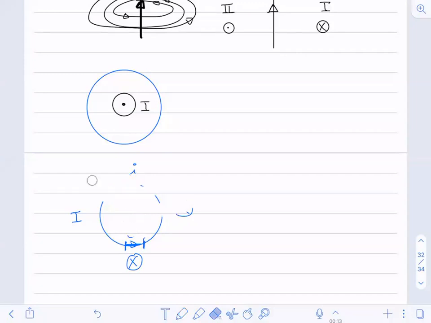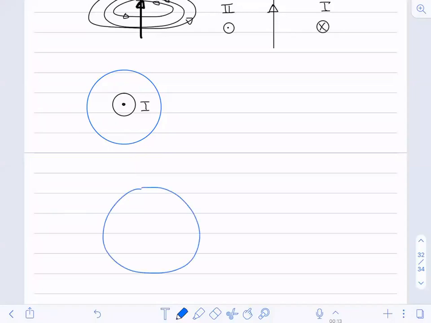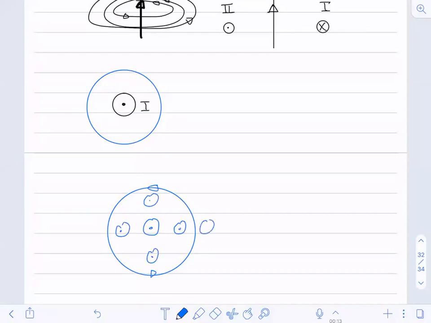So what will you be having now? All the points inside. If you have a current like this, all the points inside will be dot. You just check, you will get dot here, and outside you will be getting cross. Outside you will be getting cross, and inside you will be getting dot.